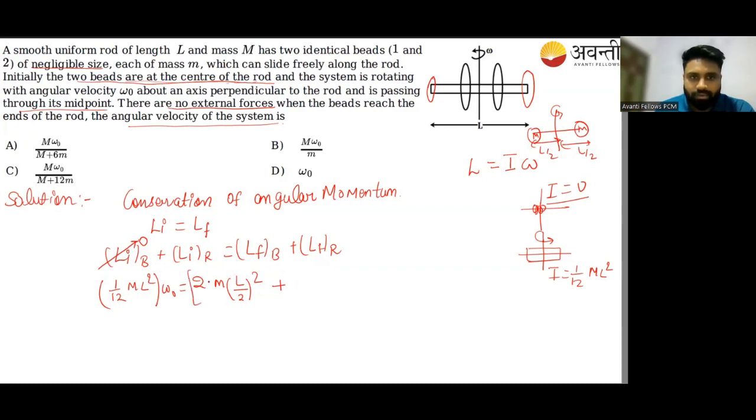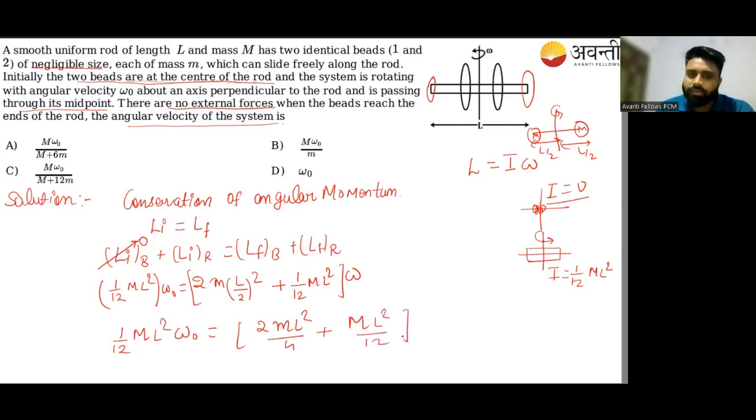Initial velocity will be omega naught, and finally this whole system will be rotating with an angular velocity of, let's say, omega. So 1 by 12 capital M L square omega naught is equal to 2 times small m L square by 4 plus capital M L square by 12, into omega. We can take L square common and cancel it out. 2 twos are 4, we can cancel that out.